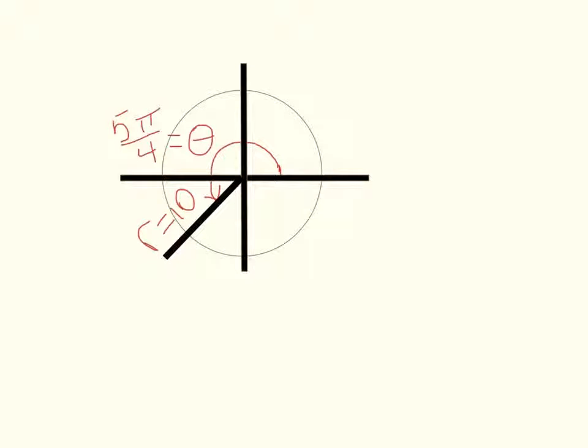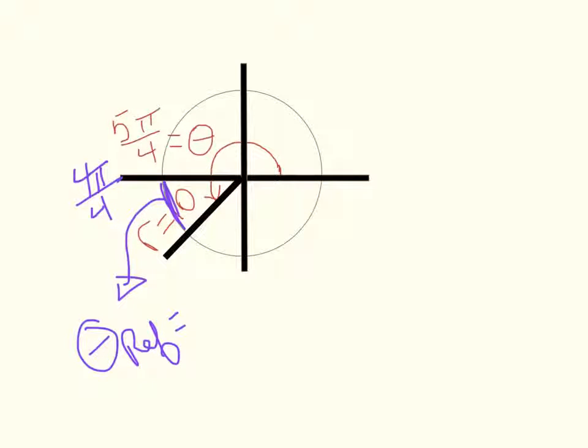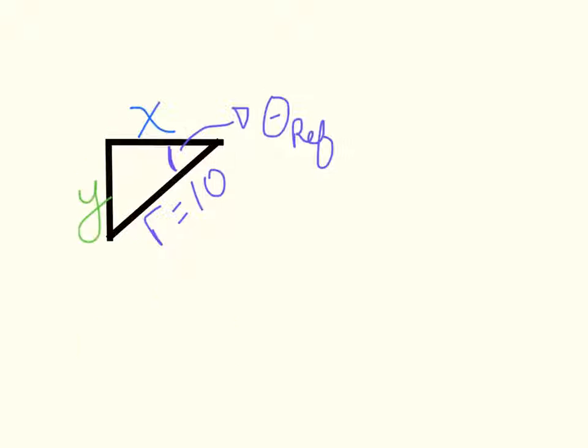So we know that this over here would be 4 pi over 4, and we need to figure out the difference between 5 pi over 4 and 4 pi over 4, which leaves us with a reference angle of 1 pi over 4. So now we know what the reference angle is. It's pi over 4, which is equivalent to 45 degrees. So we have a 45, 45, 90 triangle.